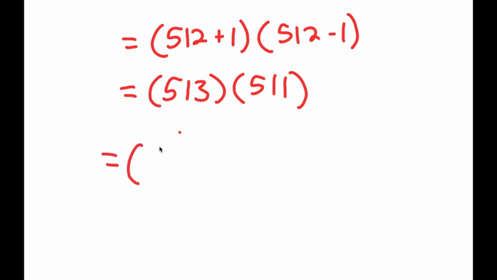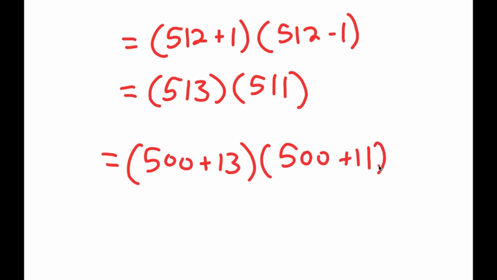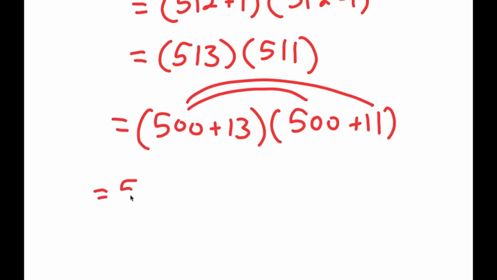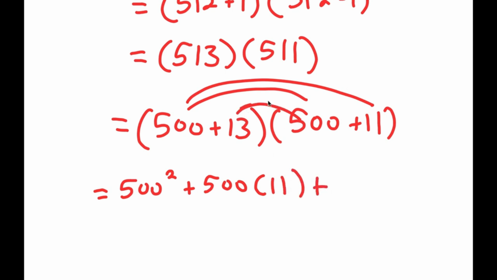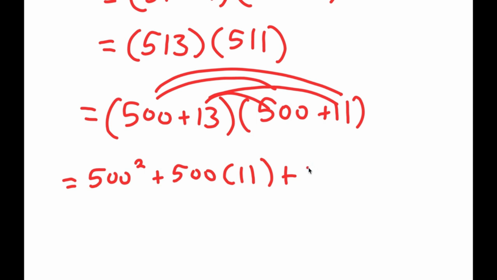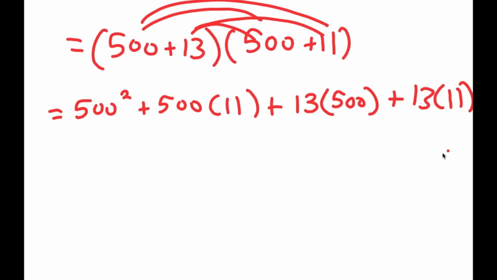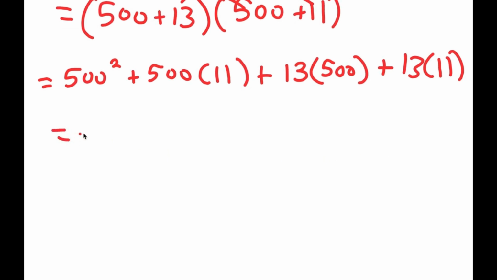Well, I'm going to rewrite 513 as 500 plus 13, and 511 as 500 plus 11. So this way, I can distribute the 500. So I get 500 times 500, which is 500 squared, plus 500 times 11, plus, now I can distribute the 13, times 500, plus 13 times 11. Now, it's much easier to solve this.